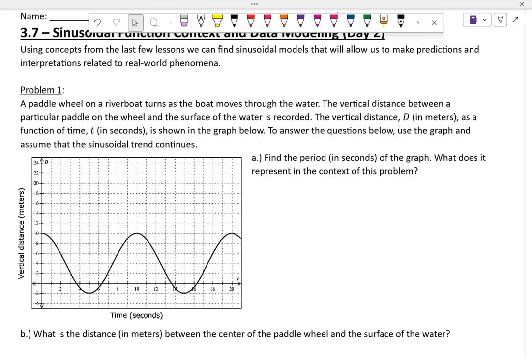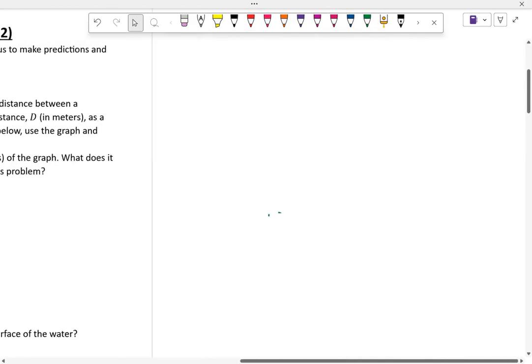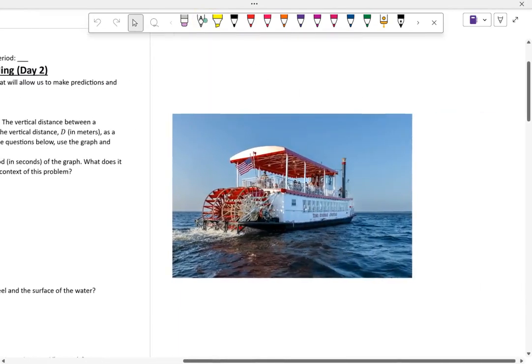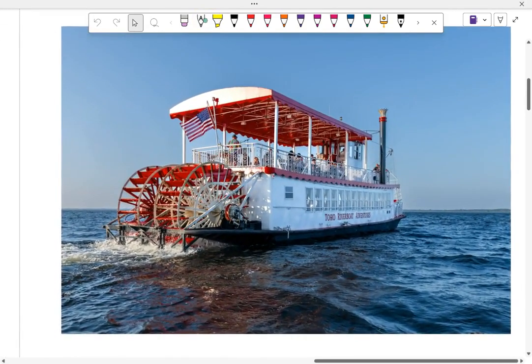So, the one we have here is a paddle wheel on a riverboat. Can we visualize that, guys? A riverboat with a paddle wheel. Maybe this will help. How many of us have been to Disneyland and have gone on the white riverboat, the Mark Twain? That's a riverboat. It looks like, oh, I don't have it there. All right, there it is. There's my paddle riverboat. Okay.